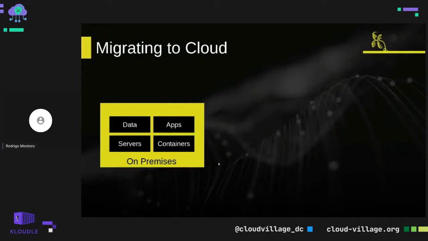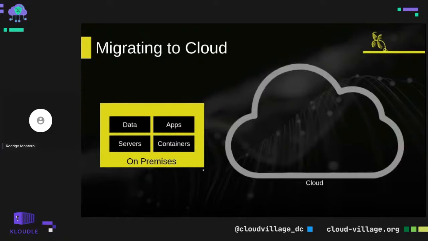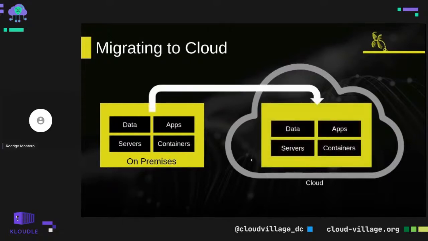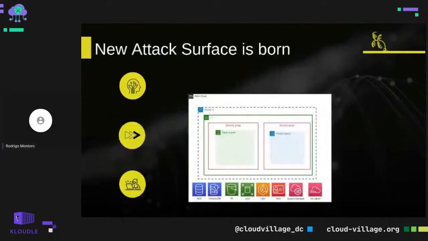And companies are migrating to the cloud. Mostly, they are doing what we call lift and shift. They work the same way they worked on premise and put everything on instances, and mostly don't work with cloud native stuff at first. The problem is that they are doing a lift and shift of the security, of the protections, and of the data sources they need to monitor. And when you are moving to the cloud, a new attack surface is born.